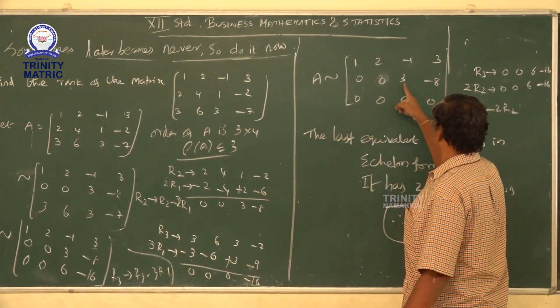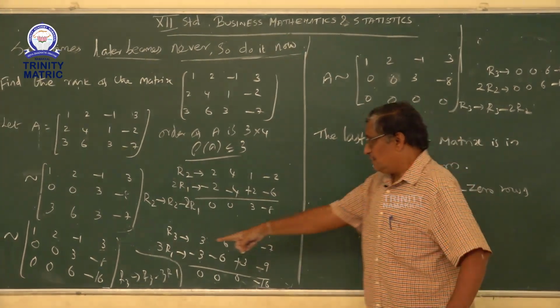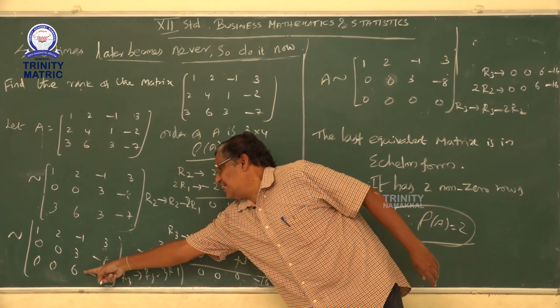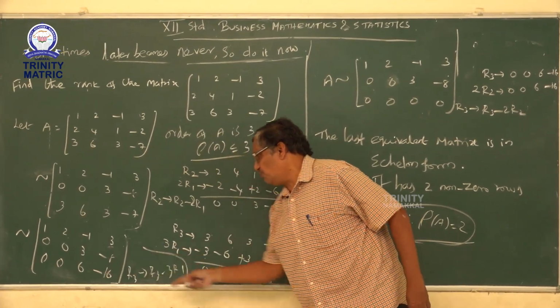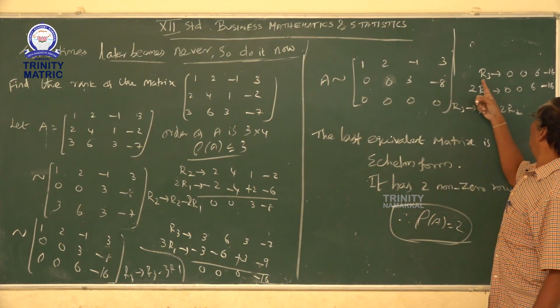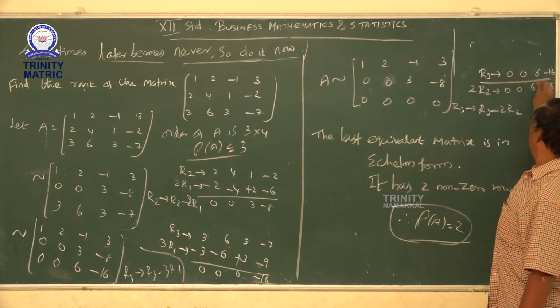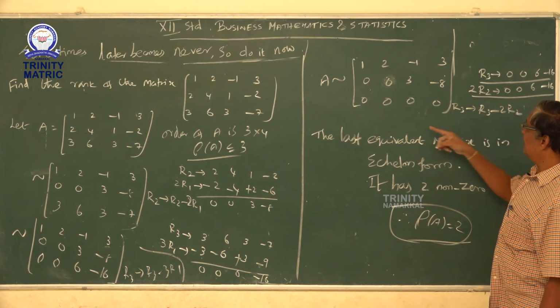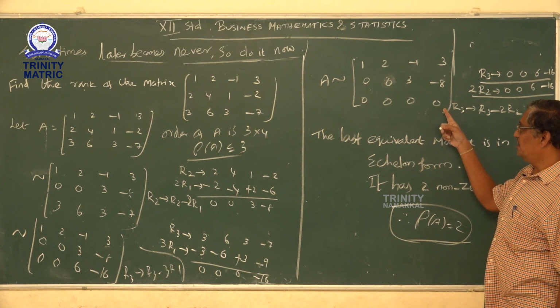Now, we are making this one: 3, minus 8 here, 6, minus 16. Multiples of this, we can divide it by 2. Instead of that, in the next step, R3 I have written as above, multiplied R2 by 2, then I am subtracting. What do we get? All the elements are 0.